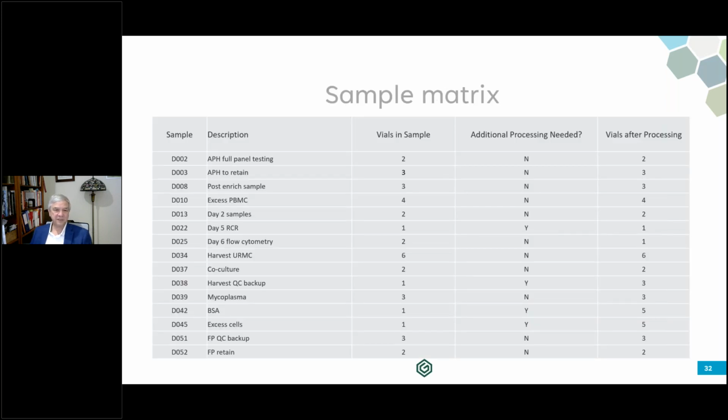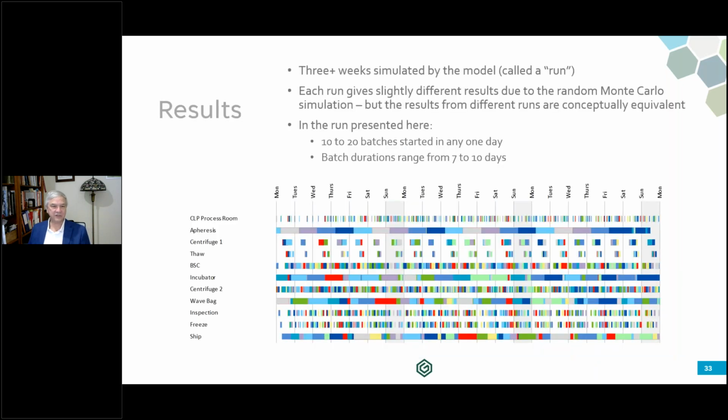We created a sample matrix that stated for each of the samples, you might have noticed they were labeled D001, et cetera, what happens to those samples? Do they get processed right at the line, or are they taken to the sample accessioning lab? And if they're in the sample accessioning lab, are they divided up? Do they get processed further before sending them on to analytical, or maybe they're sent directly to storage for retains? They fell into those kinds of categories. So we characterized all of that, and then did the simulation.